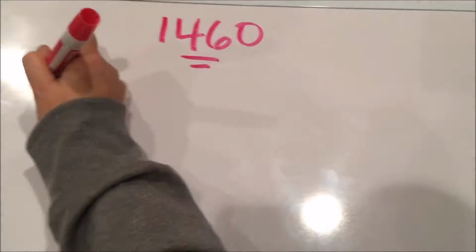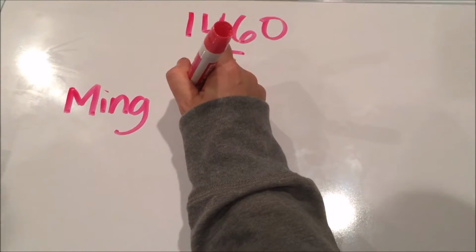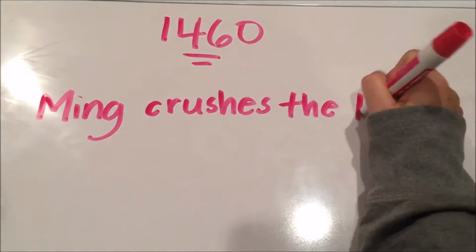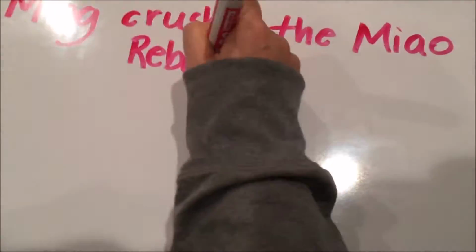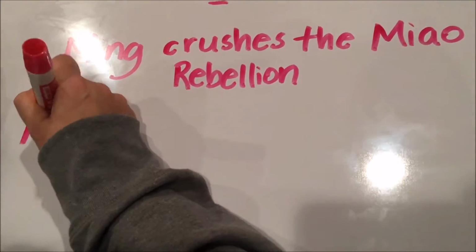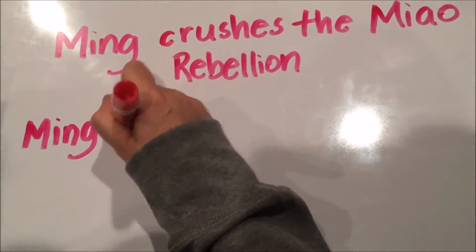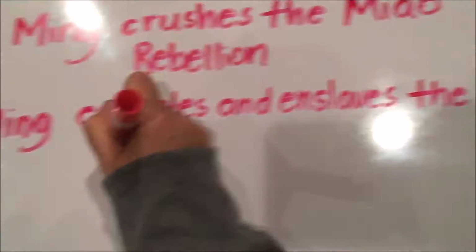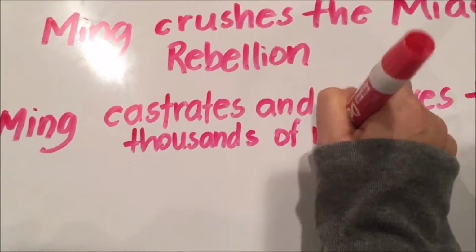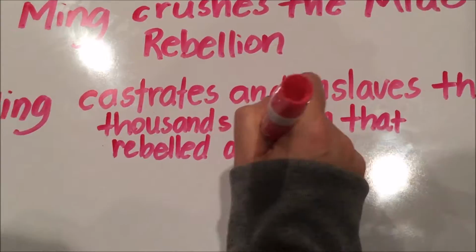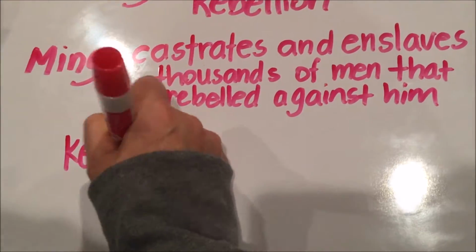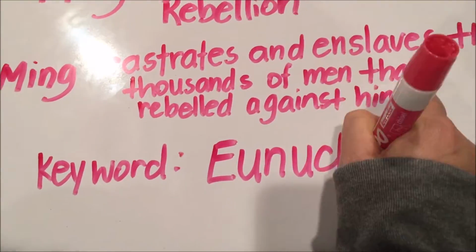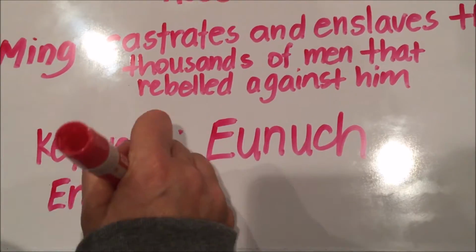Now we're going to move on to our final trade route for slaves, the Asian slave trade. In 1460, the Ming dynasty crushed a rebellion by the Miao dynasty. As punishment, the Ming dynasty decided to castrate thousands of men who rebelled against them. Now, obviously, I'm not going to show pictures of that because that would be pretty gross.